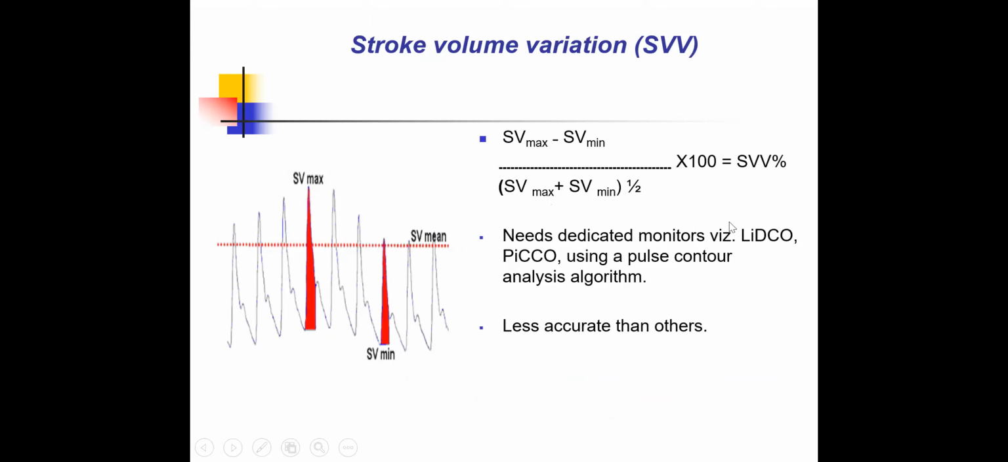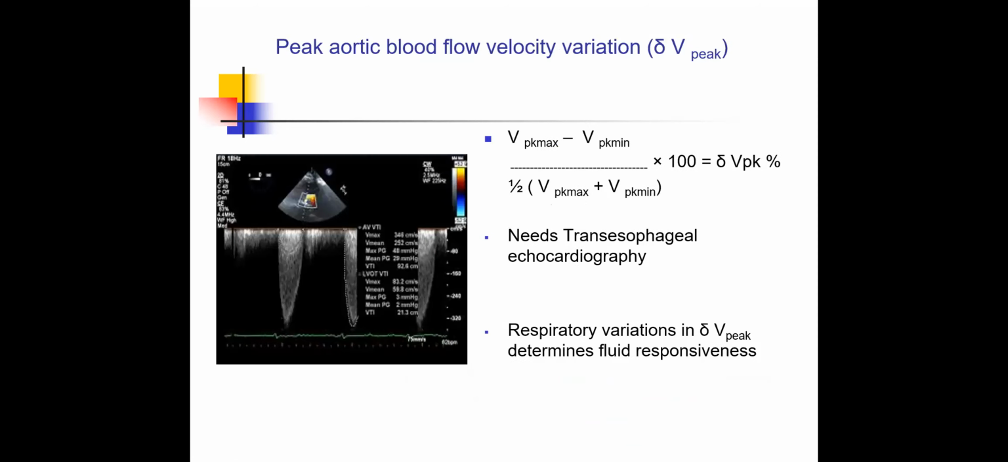Stroke volume variation: SV max minus SV minimum, this is the SV max, this is the minimum, during expiration, divided by average, multiplied by 100. It needs dedicated monitors like LiDCO or PiCCO using a pulse contour analysis algorithm. It is less accurate than the others. Peak aortic blood flow velocity variation: max minus minimum divided by average, multiplied by 100, needs transesophageal echo.